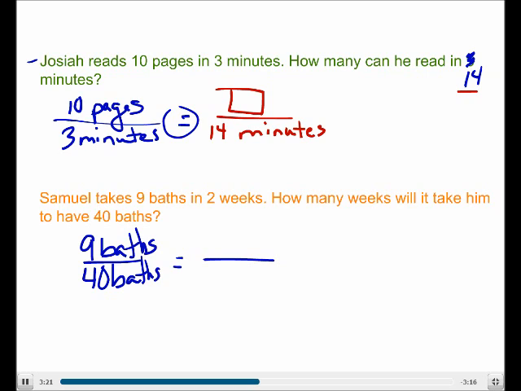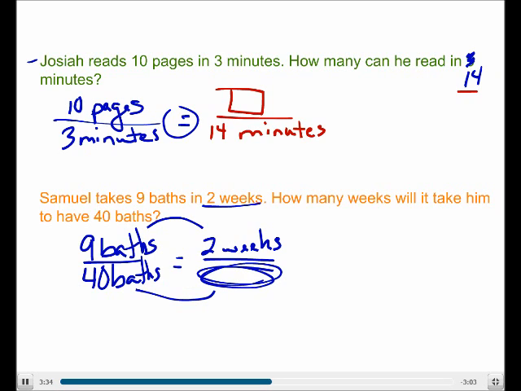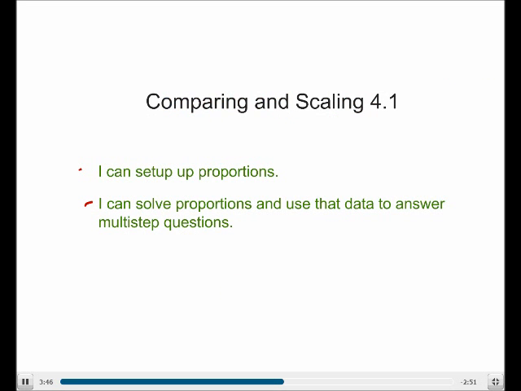Now, we know how many weeks it takes for 9 baths, so I'm going to match this up, 2 weeks. I wouldn't want to put 2 weeks down here because that doesn't match up with 40. Nope. All right, 2 weeks. So we don't know this right here. Now, what we've done is we have been able to set up proportions. Now, let's solve proportions.